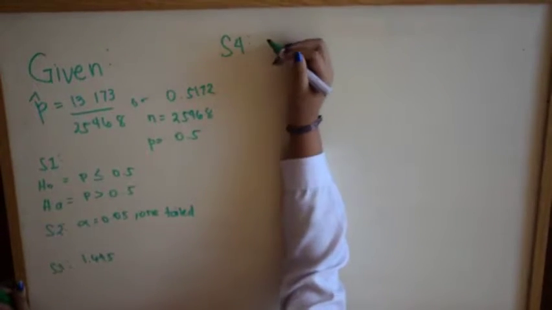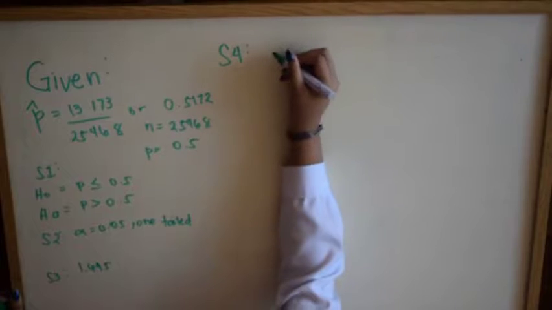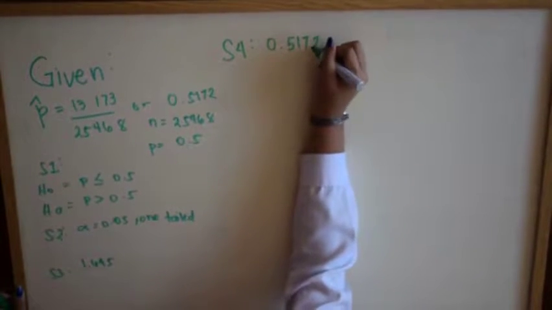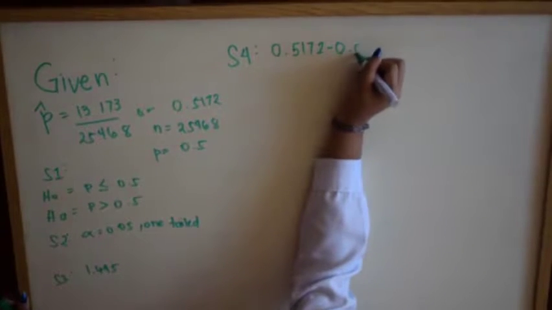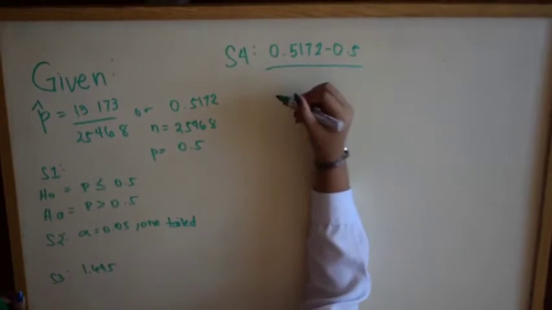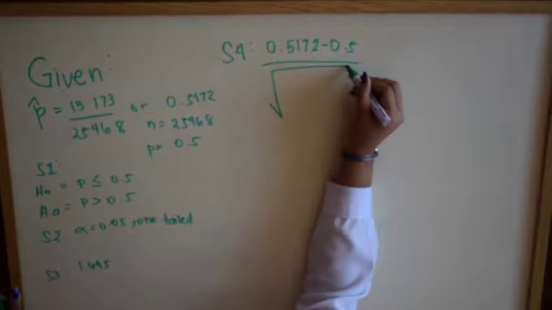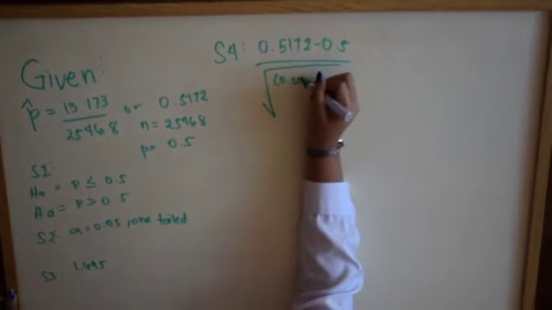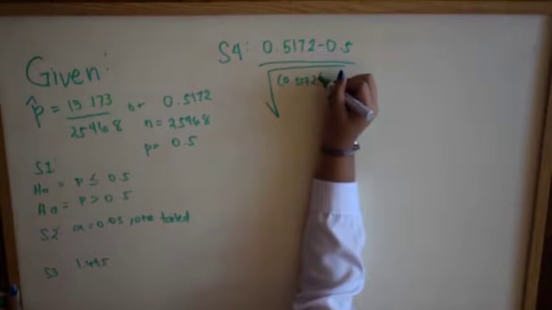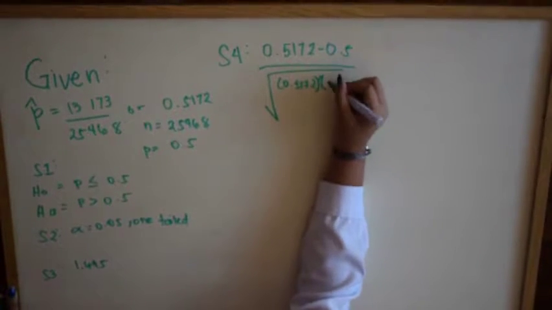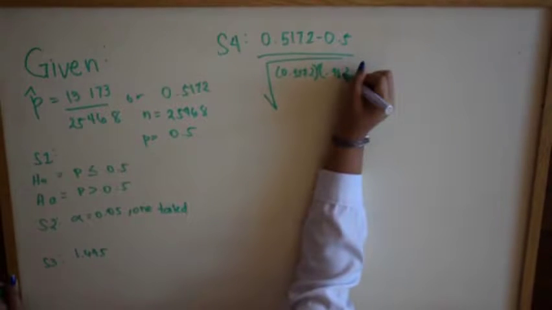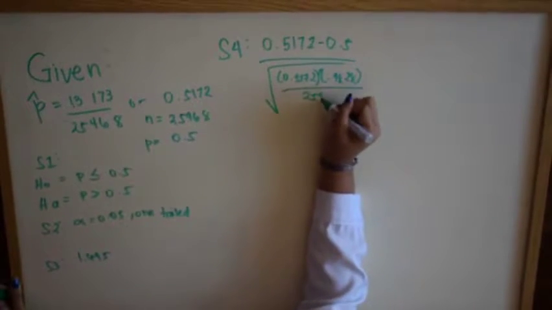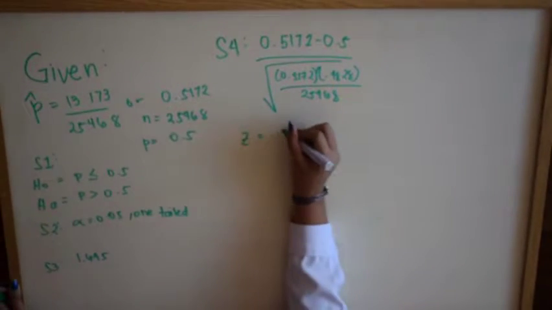For our step 4, we would be solving the problem. 0.5172 minus 0.5 over the square root of, sorry for the error, that must be 0.5 multiplied by 1 minus 0.5 over 25,468, which would give us 5.49.